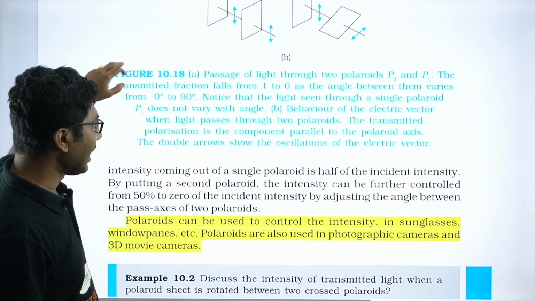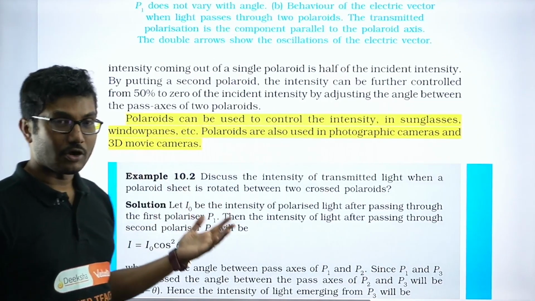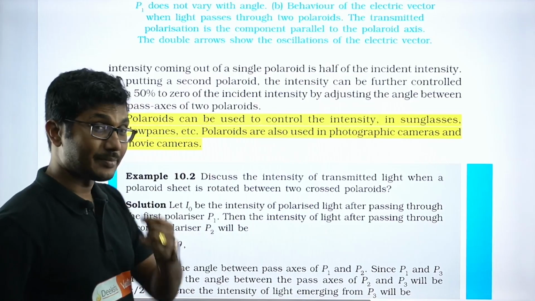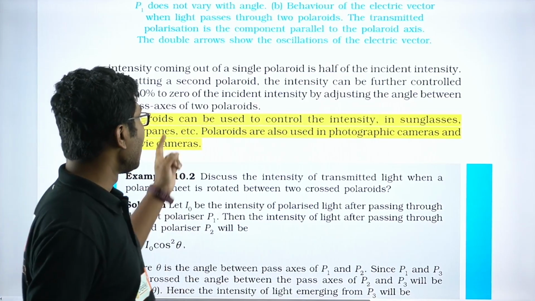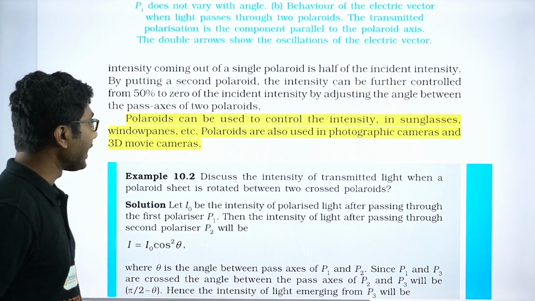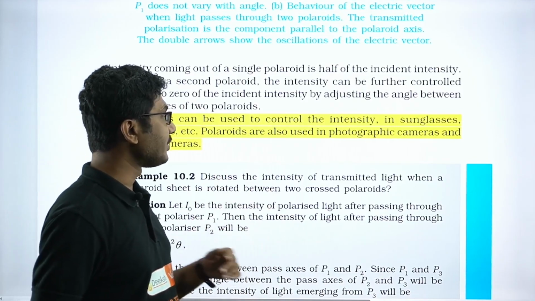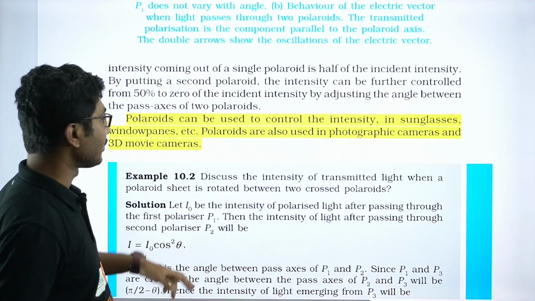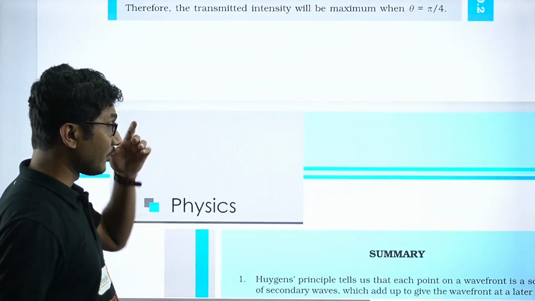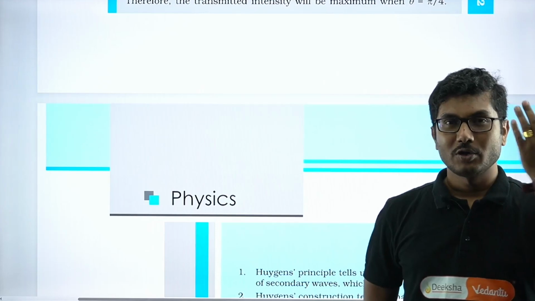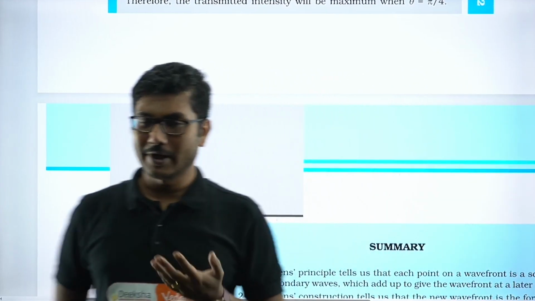And then we have the applications of Polaroids. This is very, very common: a 3 marks question, 2 marks question, and sometimes an MCQ as well. Polaroids can be used to control the intensity in sunglasses, windowpanes, etc. Polaroids are also used in photographic cameras and 3D movie cameras. So these are the applications of Polaroids. If you are wearing a costly sunglass, generally it has a Polaroid to block some light to give you comfort in your eyes.